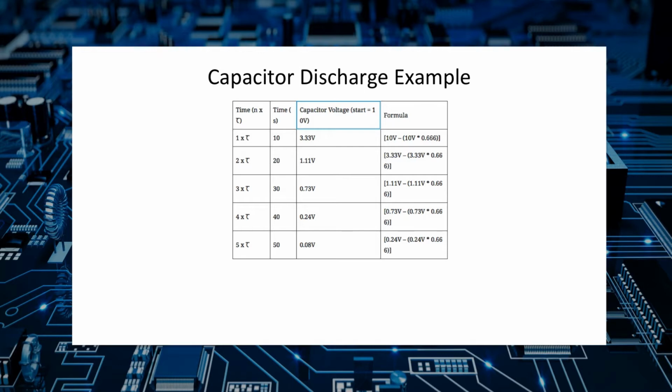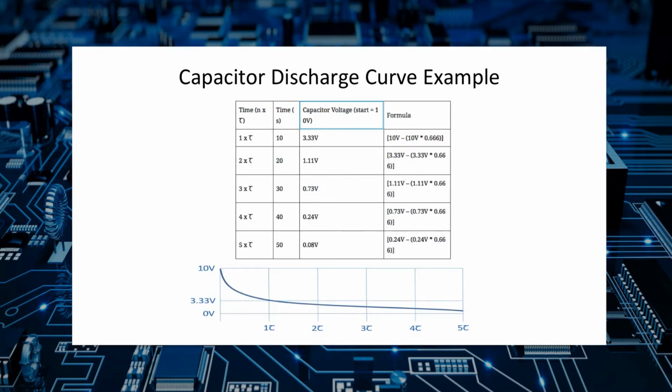In 4 tau, or 40 seconds, it's at 0.24, and in 5 tau, or 50 seconds, the capacitor is at 0.8 volts. Again, mathematically, the capacitor never actually reaches 0. However, just like with our charge example, we assume the capacitor is fully discharged after 5 tau. So in this example, that would be 50 seconds.